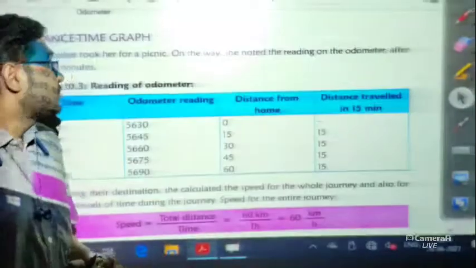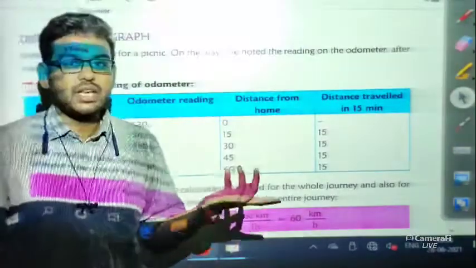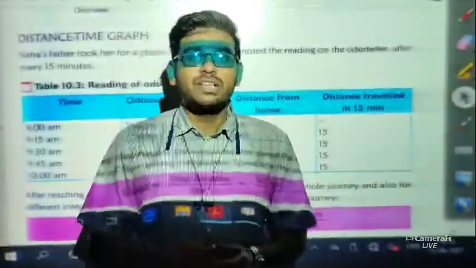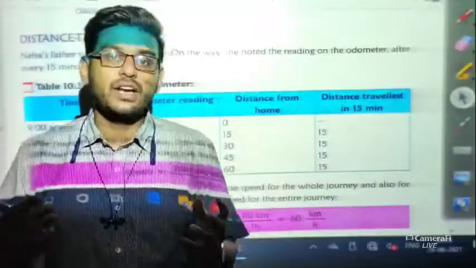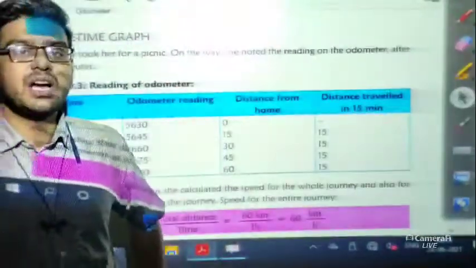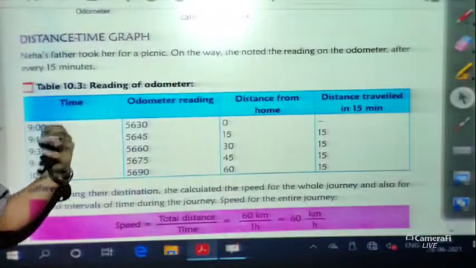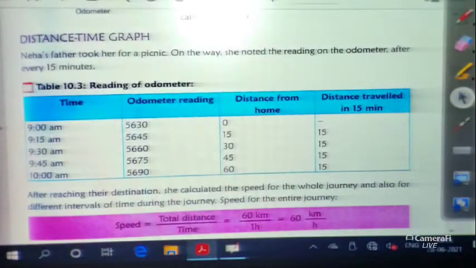So previously, in our first video lecture, we saw how to measure speed. What is the formula of speed, and how we can convert the speed from kilometer per hour into meter per second or vice versa. These are the things that we have already discussed in our previous classes.